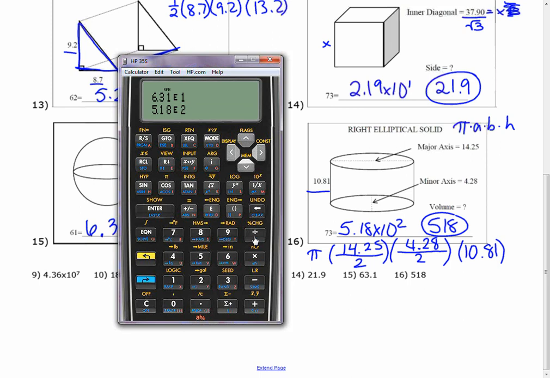If you wanted to spend a little bit more time on the problem and you wanted to divide each axis by 2 before you multiplied, we could have done pi, 14.25 enter 2 divide, and then we'd multiply it. Then we could do 4.28 enter 2 divide, multiply it, and then 10.81 times. So if you're more linear minded and want to go just directly left to right like that, you could, but we ended up pressing enter 2 more times than we would have, and that takes just a little bit more time.